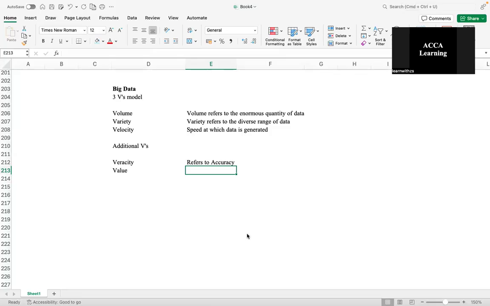The ultimate objective is to extract valuable insights and actionable information from the data, which can then drive business decisions. It can improve the processes. It can create strategic outcomes, right? Now, this is all about the V's. The three V's model, which has volume, variety, and velocity. And then you have two additional V's, which are your veracity and your value.